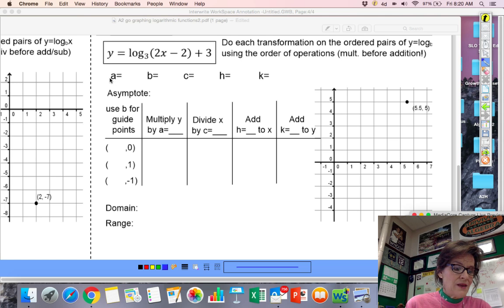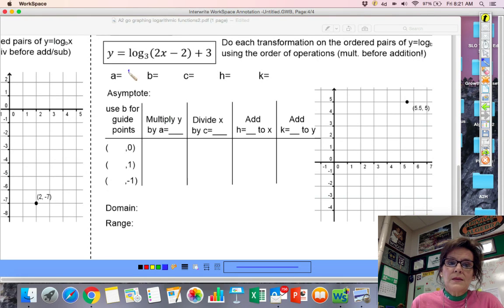can we tell what the a value is? And remember, a is the coefficient out in front of the log value, or the word log. We don't see anything out there, so of course we have an understood 1. Then we look for our base. In this one, our base is 3. And then we start to look at c.